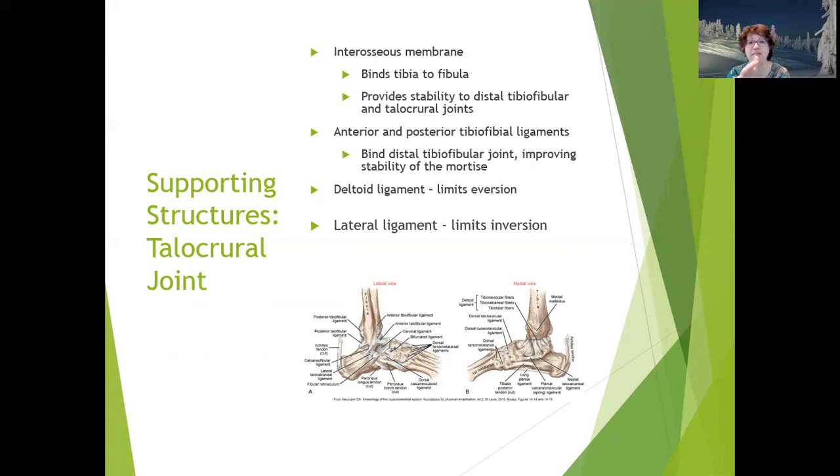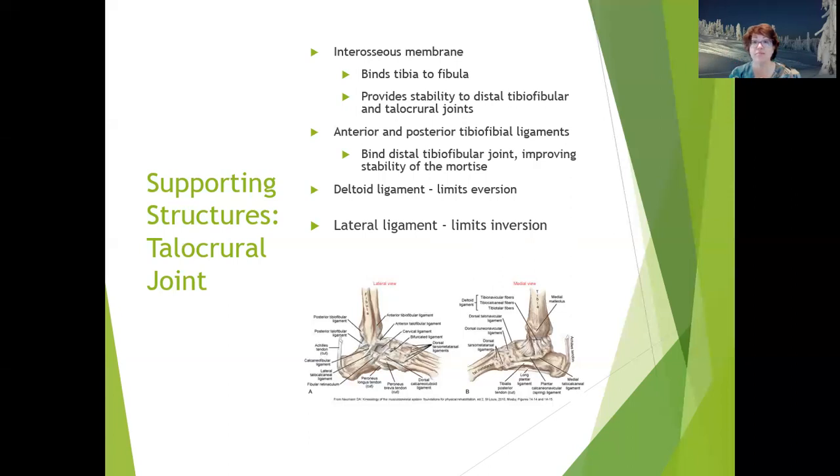So the main ligaments that I want you to know are the deltoid ligament. It's on the medial side of the foot and it limits eversion. So picture that. The eversion is turning the plantar surface of the foot laterally. And you can see how the deltoid ligament would limit that if it's on the medial side. The lateral ligament, strangely enough, is on the lateral side. The name sort of gives it to you. That's nice. And it limits inversion. So that's turning the plantar surface of the foot medially. And so the lateral ligament limits that.